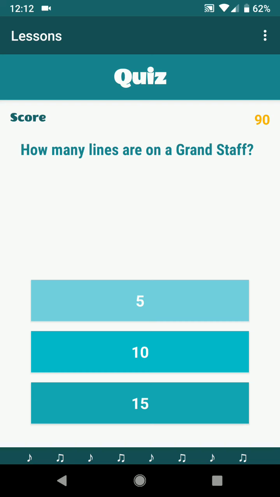Remember, a staff has 5 lines. A grand staff is a treble clef staff and a bass clef staff put together. So 5 plus 5 is 10.